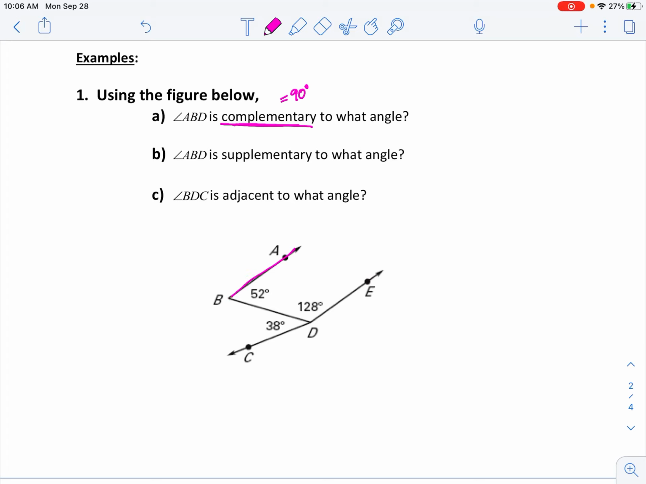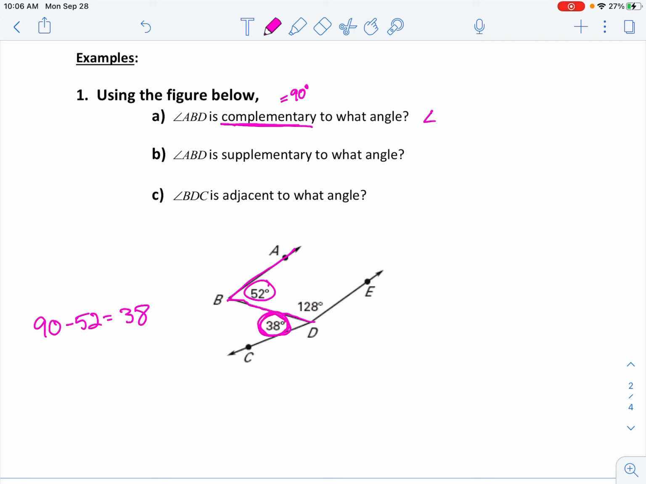Let's find ABD. AB, and then we go over to D. So we're seeing it's 52 degrees. If I want it to equal 90, I want to pick another angle that if I take 52 away from 90, that's what it is. 90 minus 52 is 38, because 38 plus 52 equals 90. I see this one down here. That would be our winner because that's what we got when we took away 52 from 90.